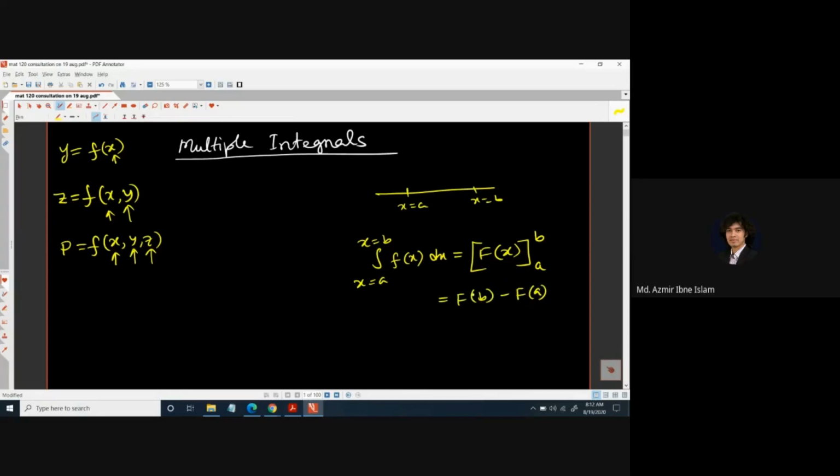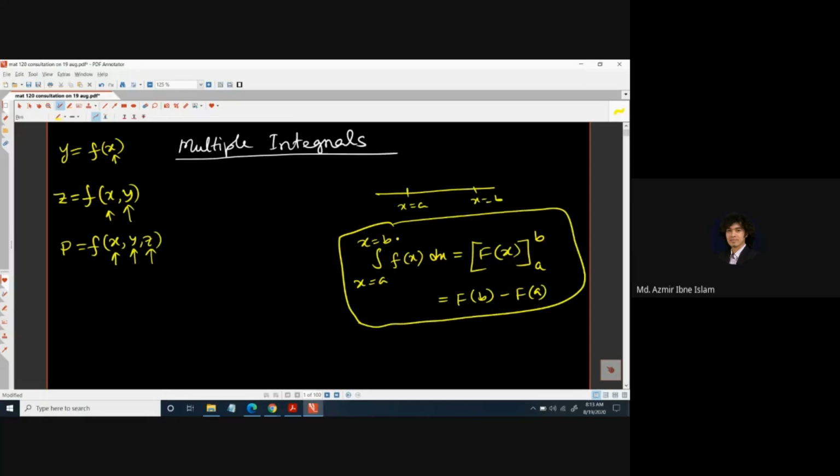So the same thing holds for multiple integrals, but here calculating such integrals will require some new techniques. That will be our central focus for this session. But the basic concepts are very similar to this type of integral.